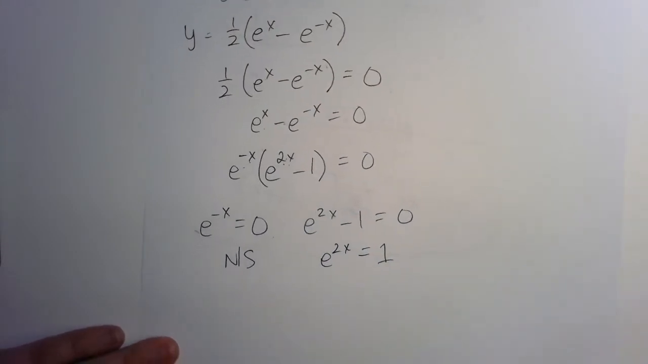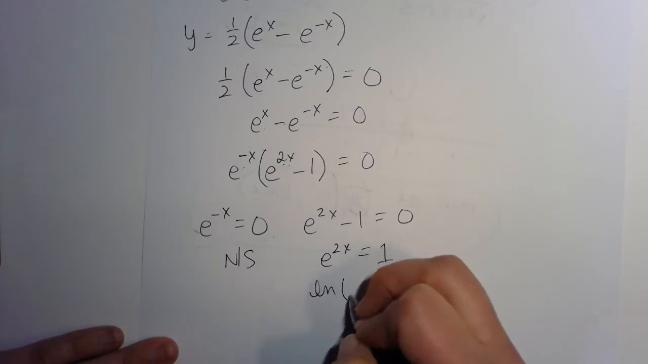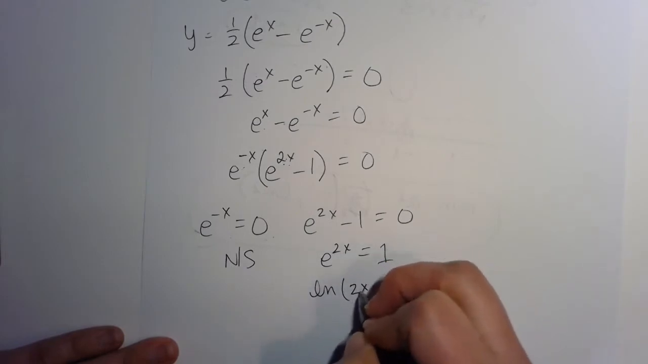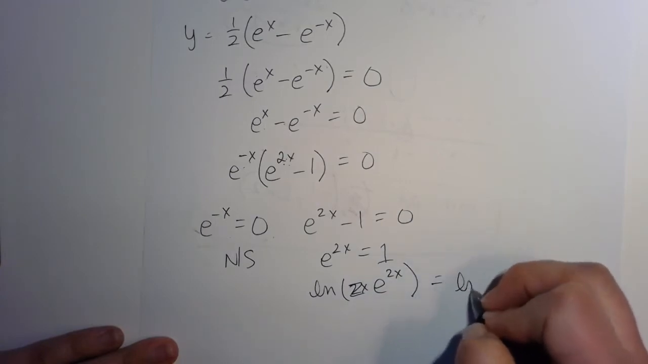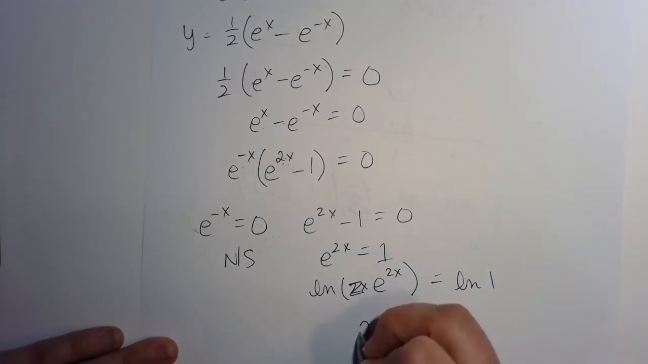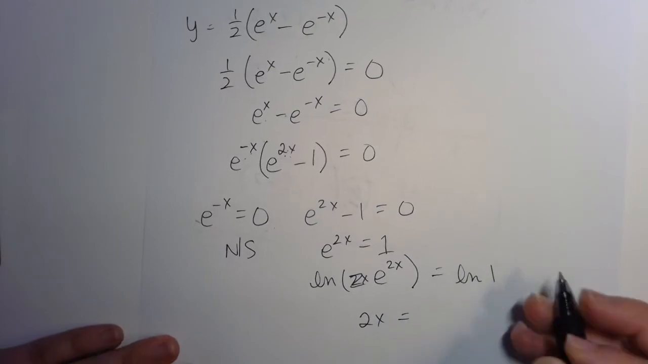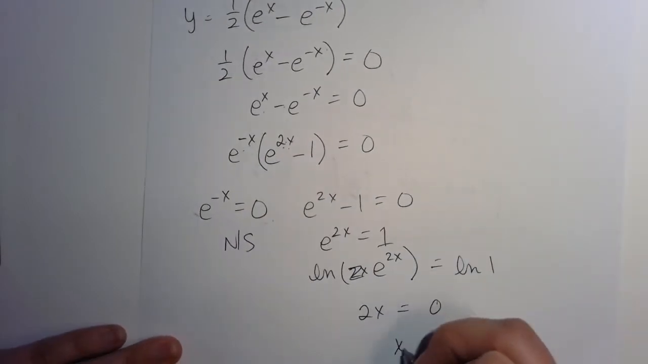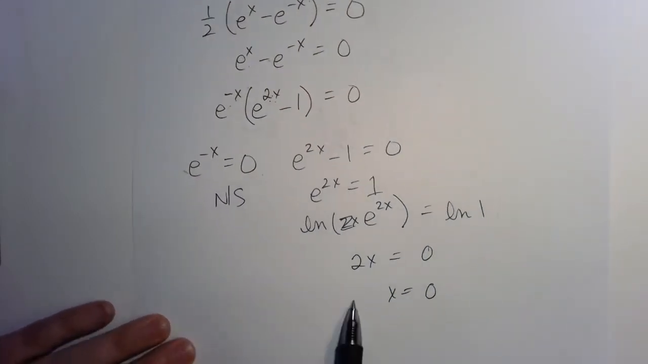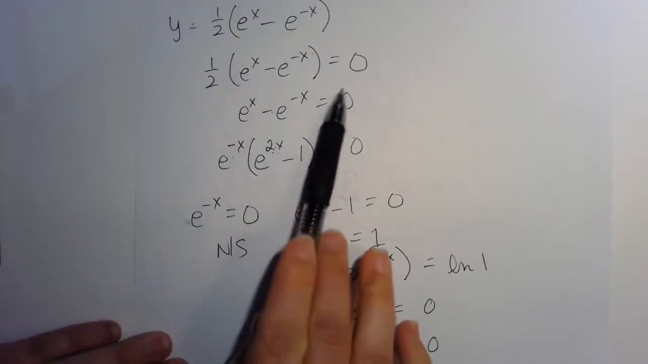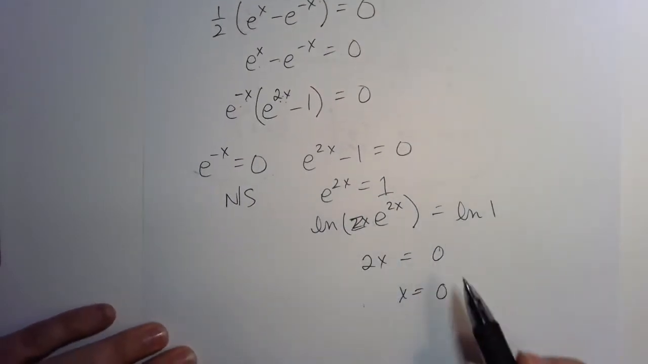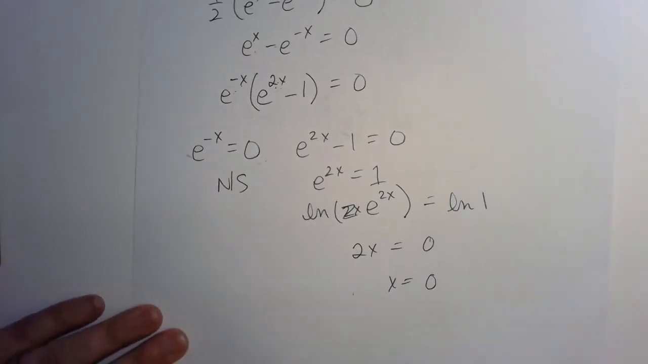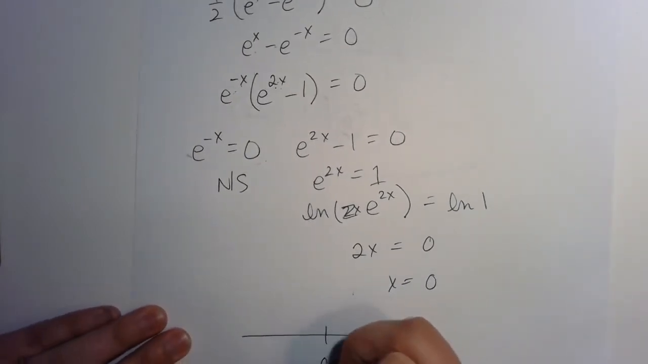And now I can take the natural log of both sides. So the natural log of e to the 2x equals the natural log of 1. And this gives me 2x equals the natural log of 1, which is actually 0, which gives me x equals 0 as a critical number. So if I eyeballed it up here and said, look, if I plug in 0, I get 1 minus 1, which is 0, then I've now proved it algebraically. So I'm going to put 0 here.